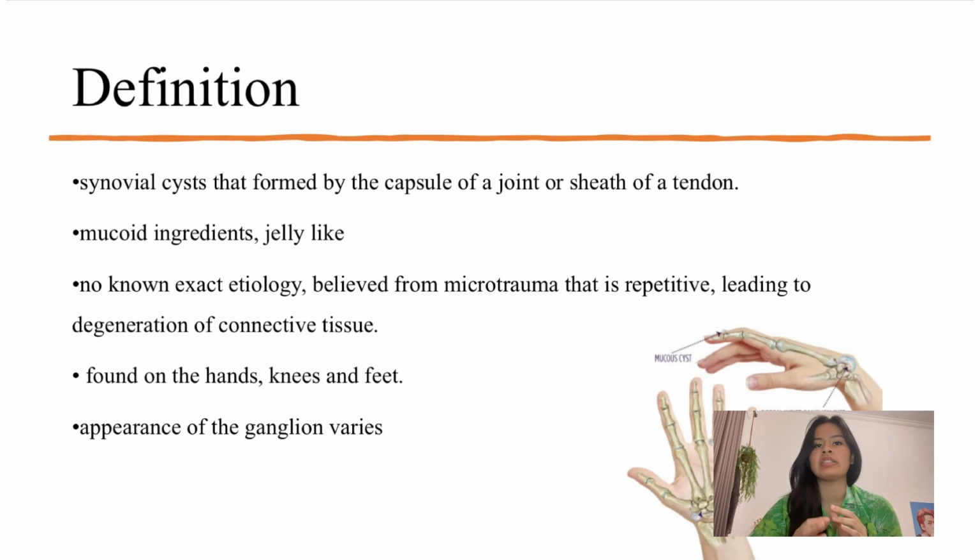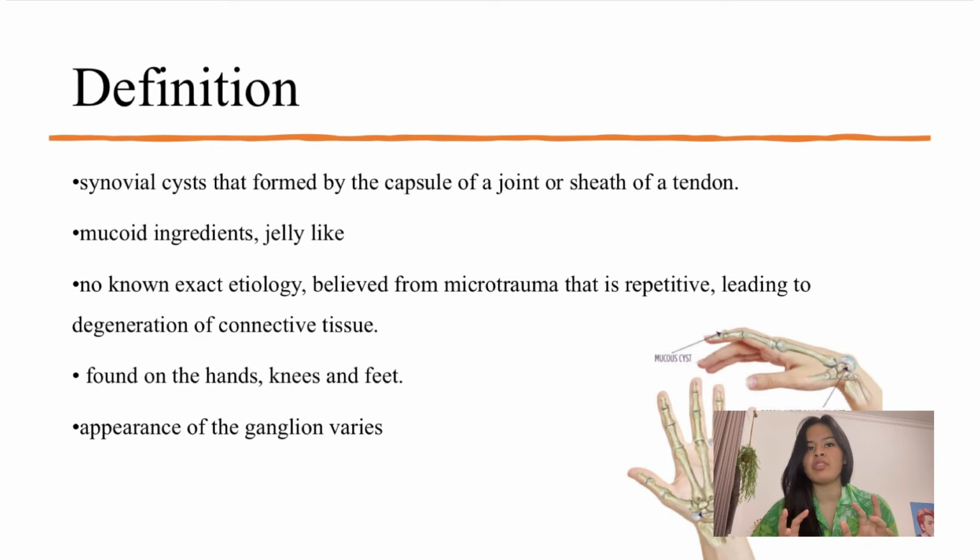My name is Ana Agung Ayu Ratih Mira Putri, NIM 174, and now I will present the definition of ganglion cyst. It is a synovial cyst that is formed by the capsule of a joint or the sheath of a tendon. This cyst contains mucoid ingredients soluble to jelly, which is rich in protein. There is no known exact etiology of ganglion cyst development, but it is believed that it arises from repetitive microtrauma, leading to the generation of connective tissue.